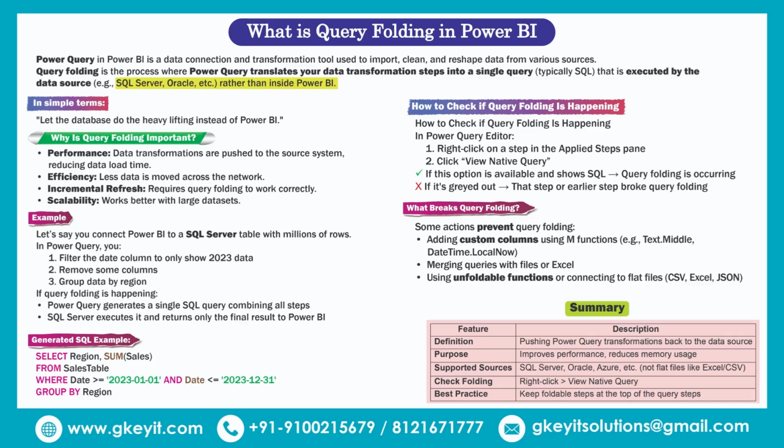In this scenario, Power Query is going to generate a query based on the different transformations that we do, and that query is given to the database, all the calculations are done over there, and the output is given to Power BI. For the different steps that we have performed, like removing, grouping and filtering, finally the query is generated like this: select region, sum of sales from sales table where date, and group by, something like that.